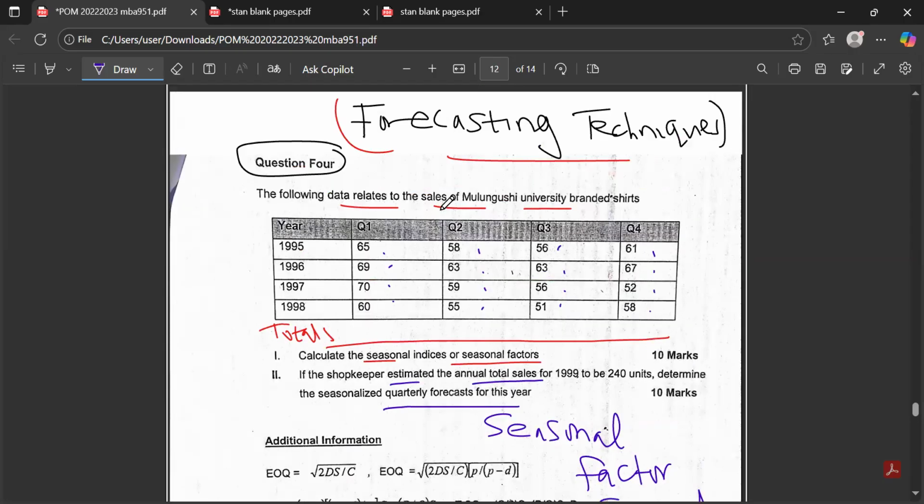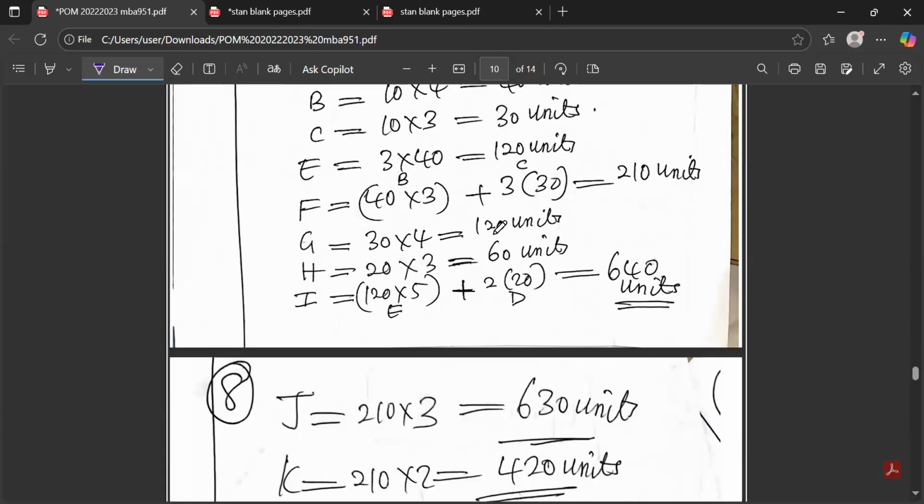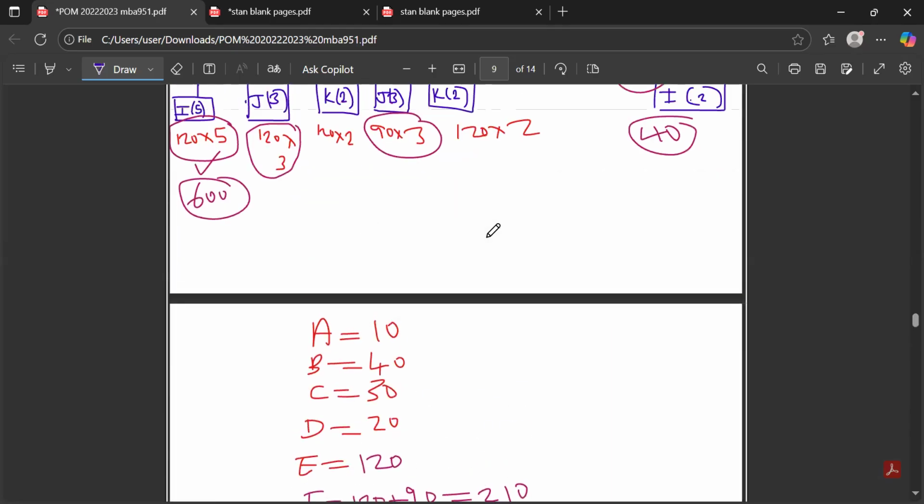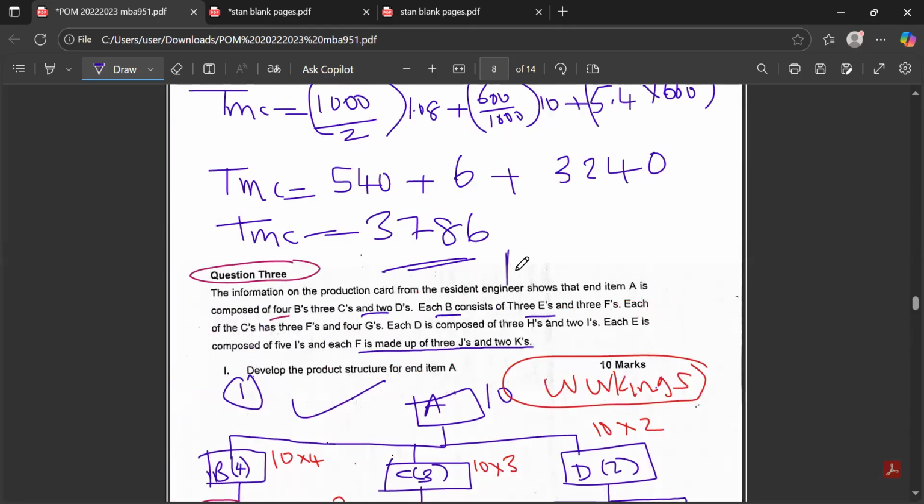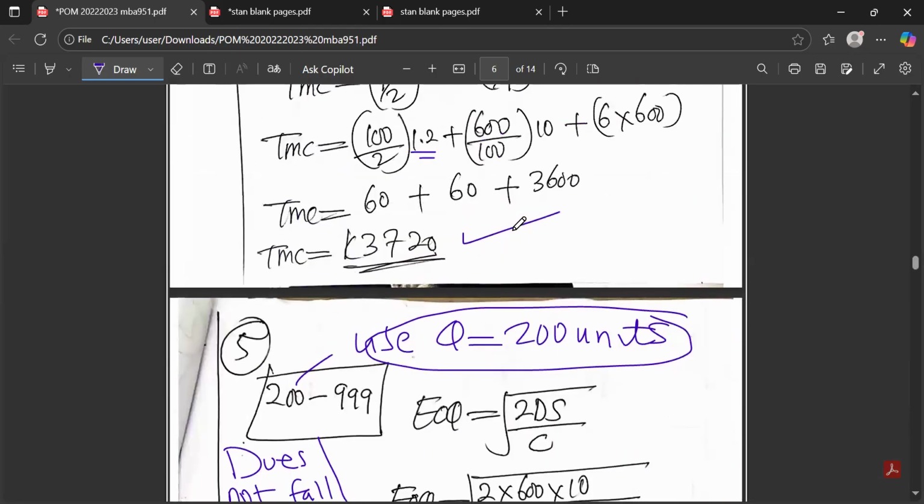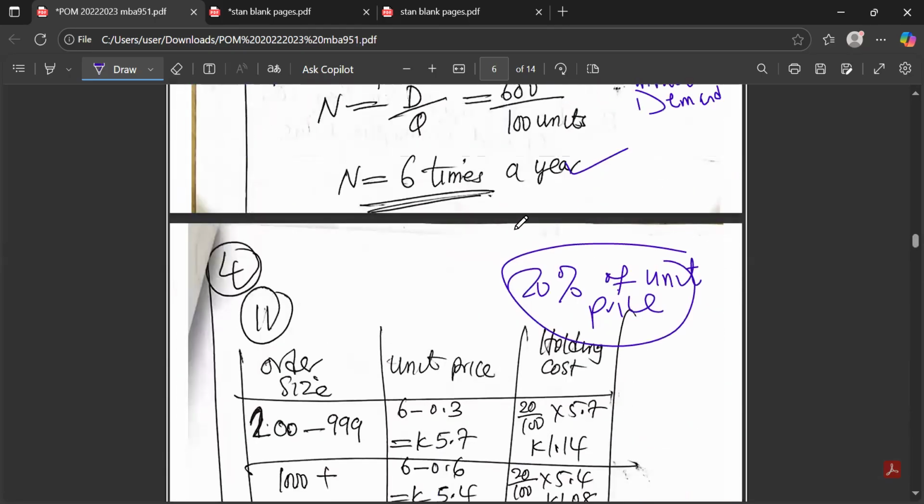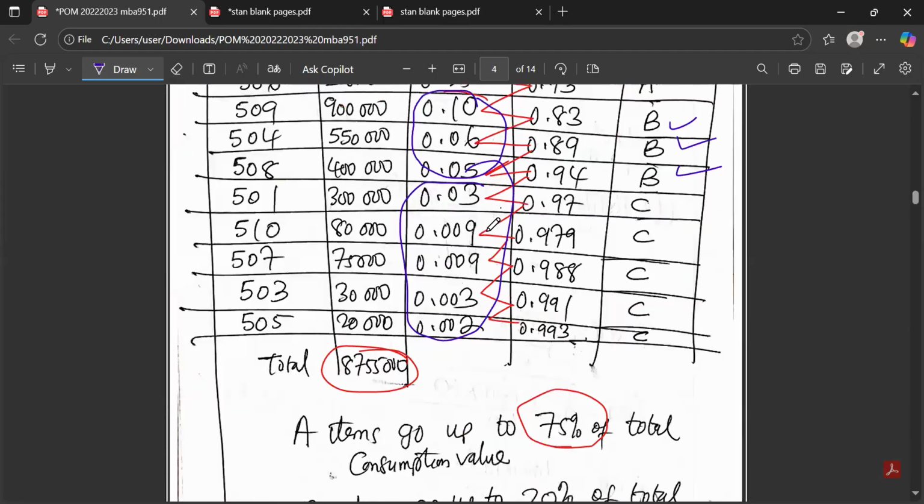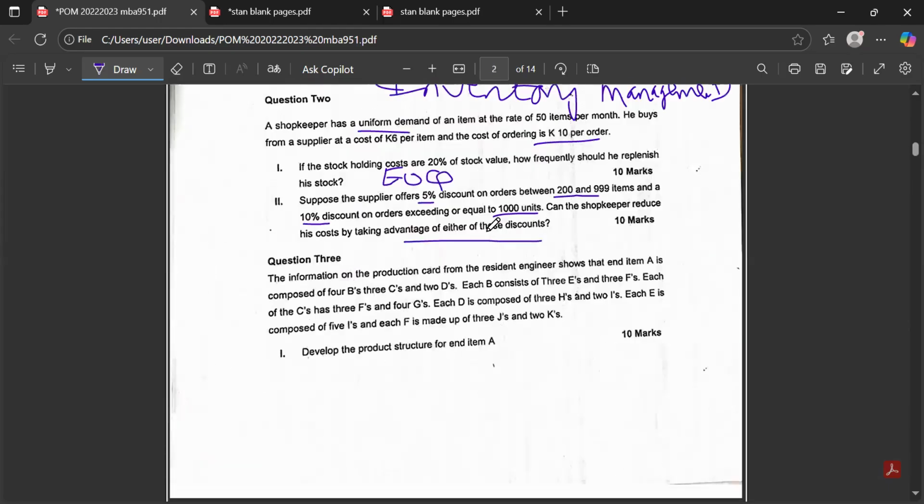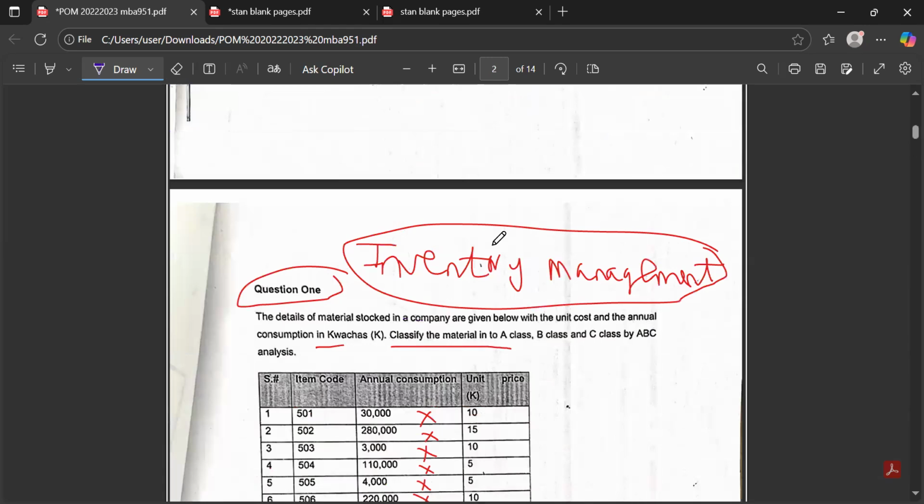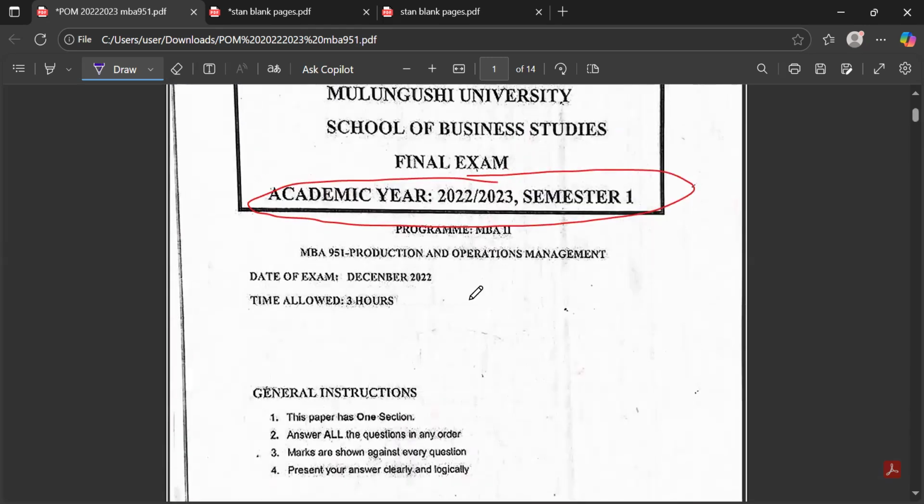So all these 4 questions came from different topics. The question 3 was on the MRP, which is material requirement planning. Question 2 was on inventory management, the purchasing model, quantity discount model. Then question 1 was on the ABC analysis, also on inventory. So we end here for now.